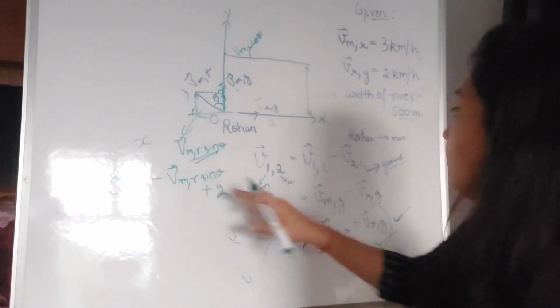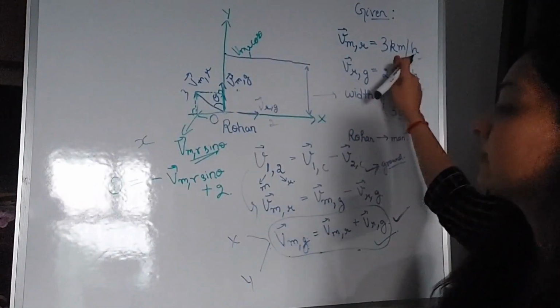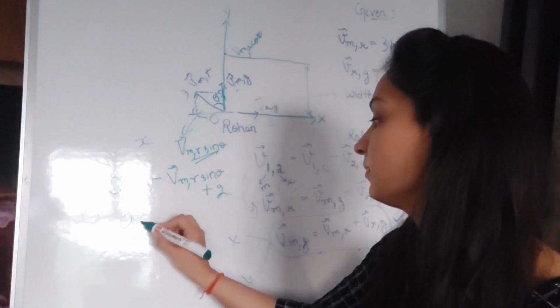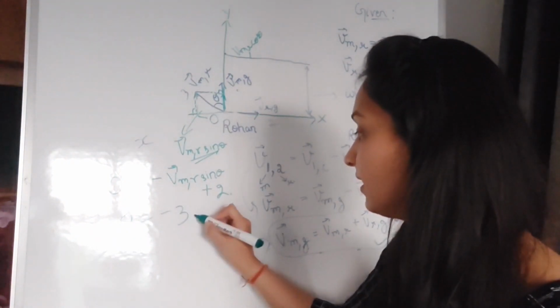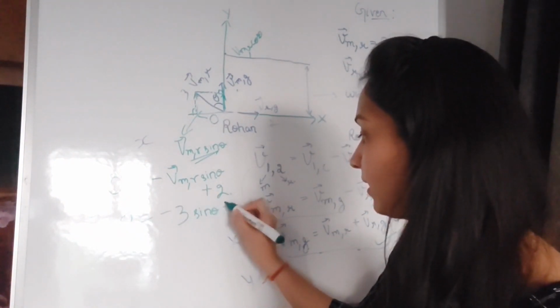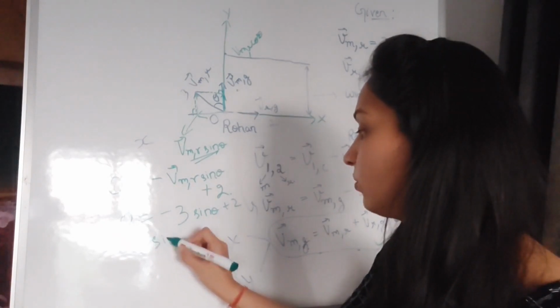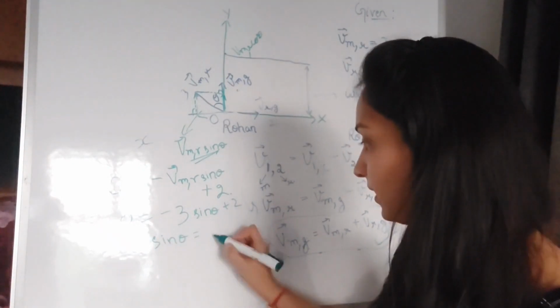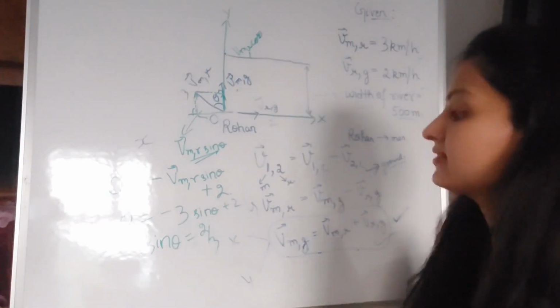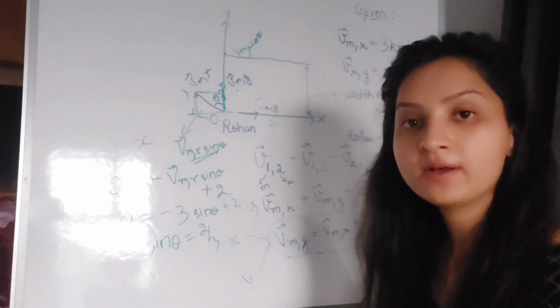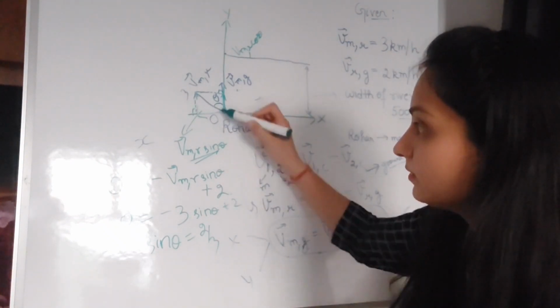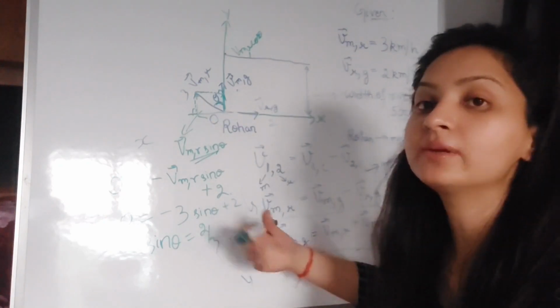Now you have the value of VMR, that is 3 kilometers per hour. So this will be 0 is equal to minus 3 sin theta plus 2, and you get the value of sin theta to be 2 by 3. So once sin theta is known, you can calculate cos theta. So sin theta is known, this direction is known, you can calculate cos theta.